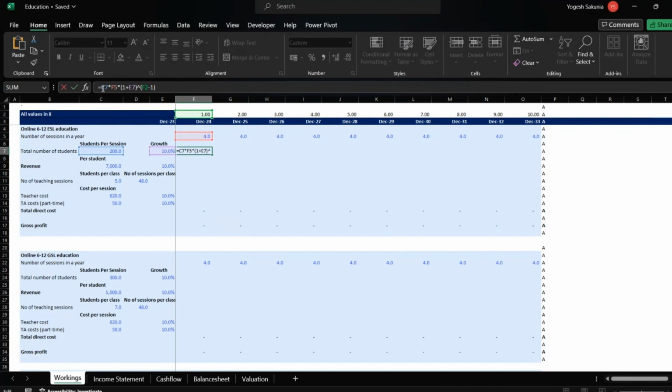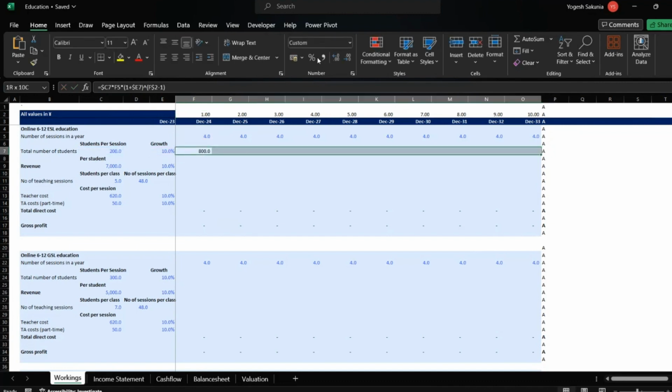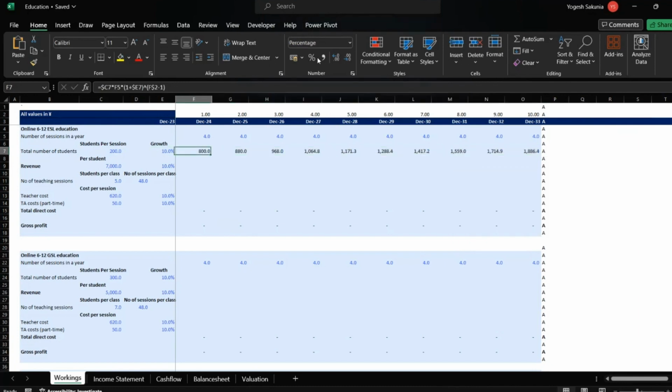That is the stuff. Now to be able to drag it, we need to also freeze it, right? So I'm going to freeze the column C. I'm going to also freeze the column E, right? We need to also freeze the row 2. Yeah. So we've got 800, 880, and so on.